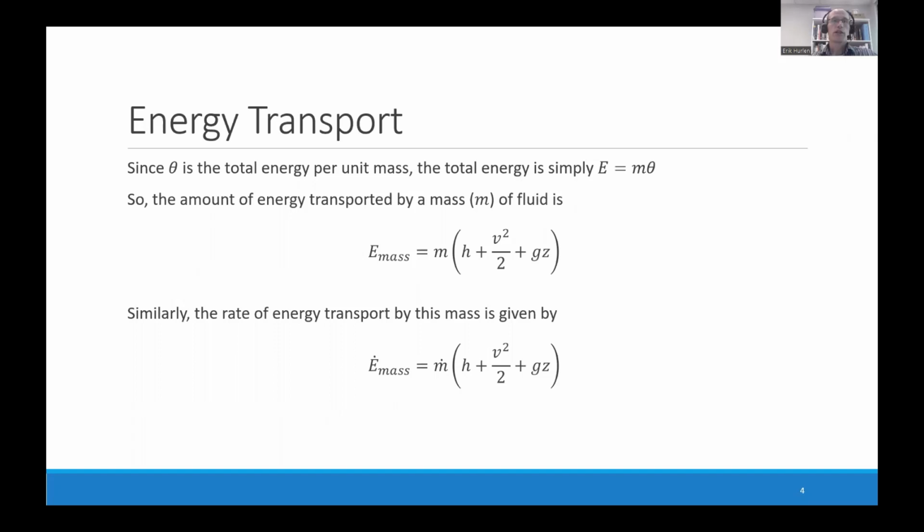So the amount of energy that is transported by a mass of fluid is E mass equals m times the quantity of H plus V squared over 2 plus gz. Or similarly, for the rate of energy transport, E dot mass, which is multiplied by the mass flow rate, m dot, instead of the mass m.